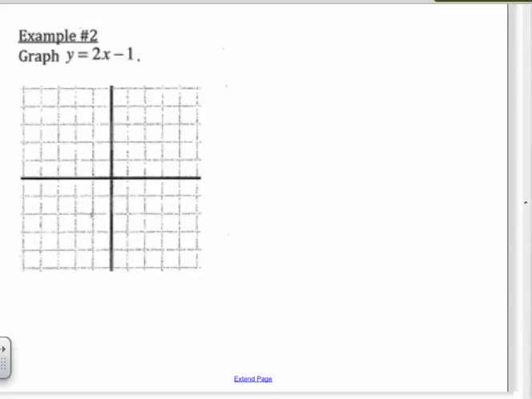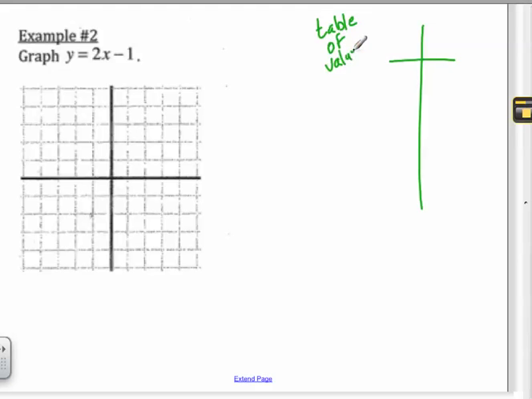Okay guys, example number 2 here. It says graph y equals 2x minus 1. Now guys, to graph an equation, which means to draw a picture of all of the solutions to the equation, the first thing I'm going to do, this is the very first way that we learn how to graph, and we use something called the table of values. I'm going to write the name right here. You need to remember it. Table of values means use this T-chart.